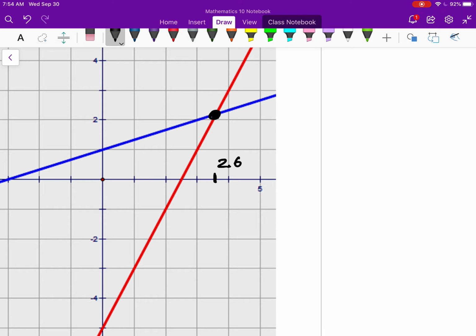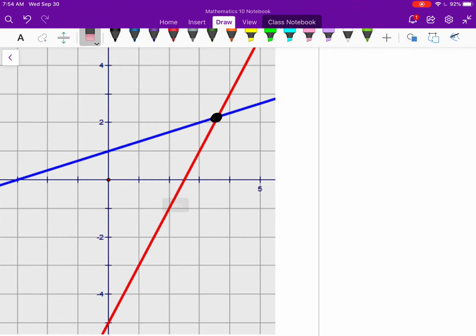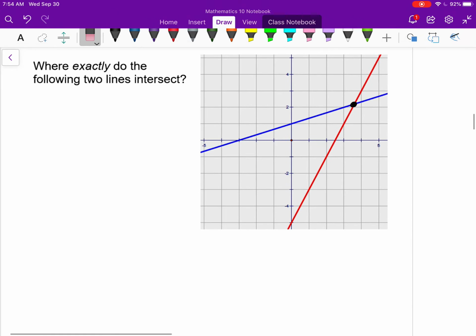2.6-ish right here, and about, sorry, that's a pretty bad estimation, 3.6-ish right there, and like 2.1. Okay, that's my estimate of where they intersect. I want to know exactly. So I know my answer should be around 3.6 and 2.1 if I decimalize them. So how can I figure out exactly where they intersect?